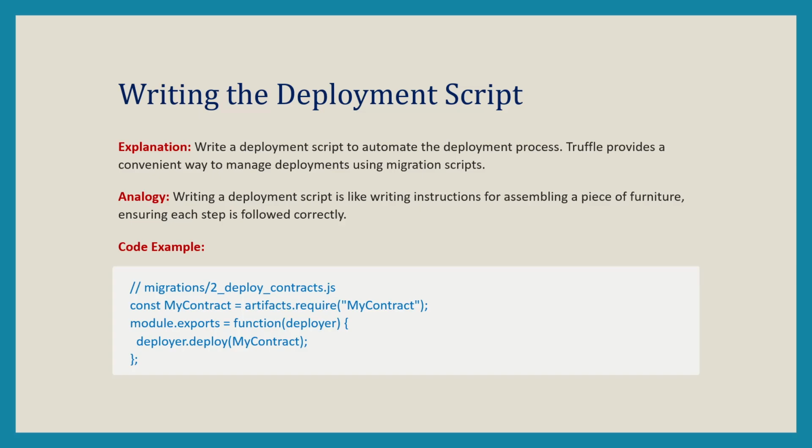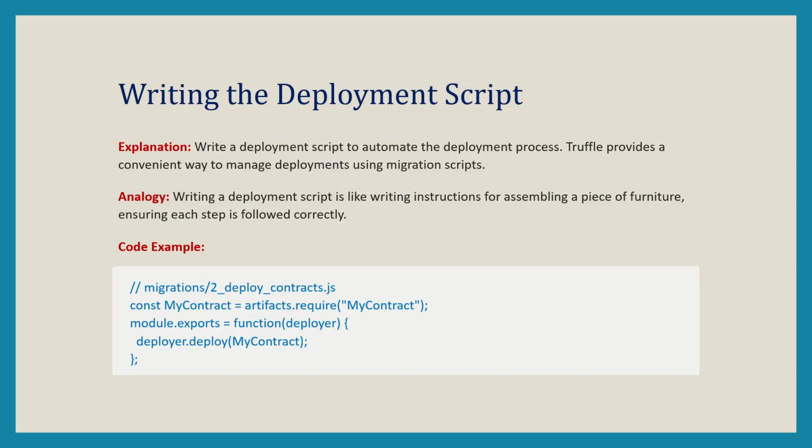// migrations to deploy contract.js, right? So this is just the file path. This comment indicates the file path and name of the migration script. In Truffle, migration scripts are usually named with a number prefix. Example, 2_deploy_contracts.js to indicate the order in which they should be executed.